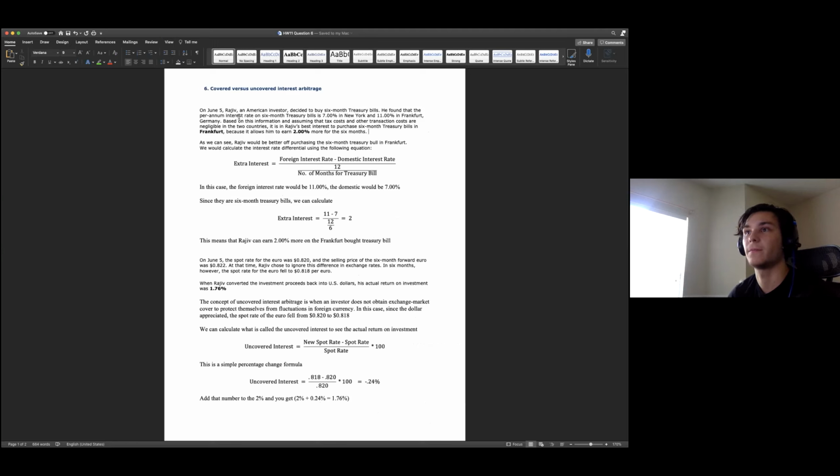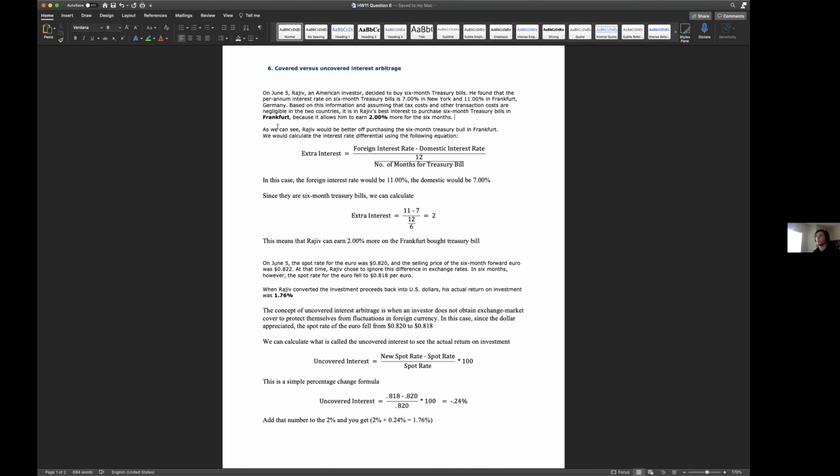Based on the information and assuming that tax costs and other transaction costs are negligible, so we're not taking those into account, it is in Rajiv's best interest to purchase 6-month treasury bills where, in New York or in Germany. So basically, the way you can calculate this is we can figure out the extra interest rate using this formula right here, where we have the foreign interest rate minus our domestic interest rate.